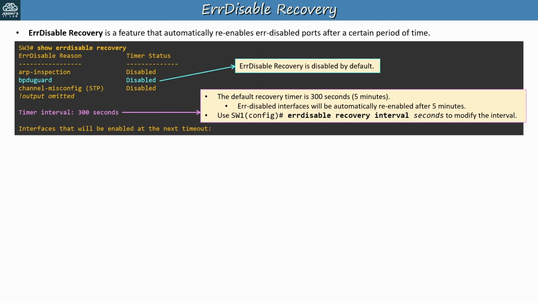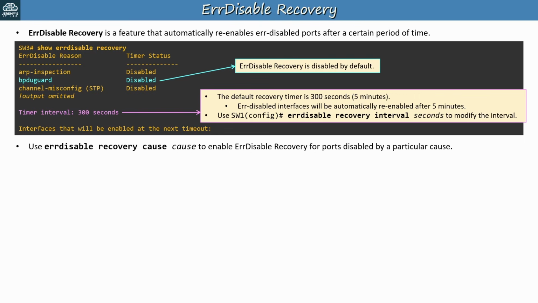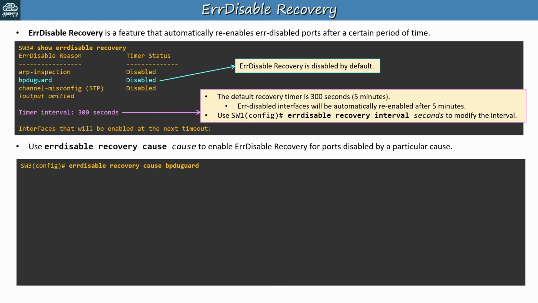So let's do that. Use errdisable recovery cause, and then the cause, to enable it for ports disabled by the specific cause. The cause is the feature that disabled the ports. For this video, we're talking about BPDU Guard, but as I said before, we'll cover a few other causes later in the course. For example, if you look at the top of the ErrDisable reason list in the output above, the top one is ARP inspection, referring to DAI, Dynamic ARP Inspection, another CCNA topic. To enable it for BPDU Guard, use errdisable recovery cause bpduguard, as I did here.